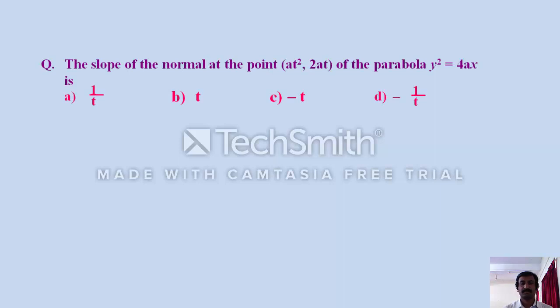Next question is very simple. They have given the slope of the normal at the point at square, 2at of the parabola y square equal to 4ax. The options are 1 by t, minus t, and minus 1 by t. See, the answer here is minus t, correct.